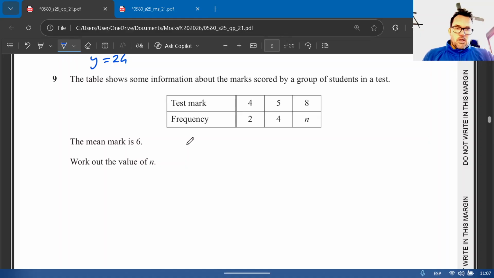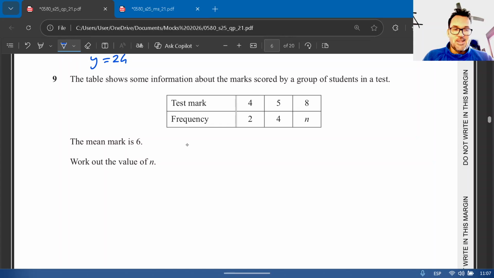Students scored a mark in a test. I guess this is out of 10. So 2 students got 4 out of 10. These are the ones that didn't study. You're studying now, which is good, so you won't get that. 4 students got 5 out of 10. They studied a little bit, but you're studying hard, so you're not one of that 4. You're one of these n number of students.